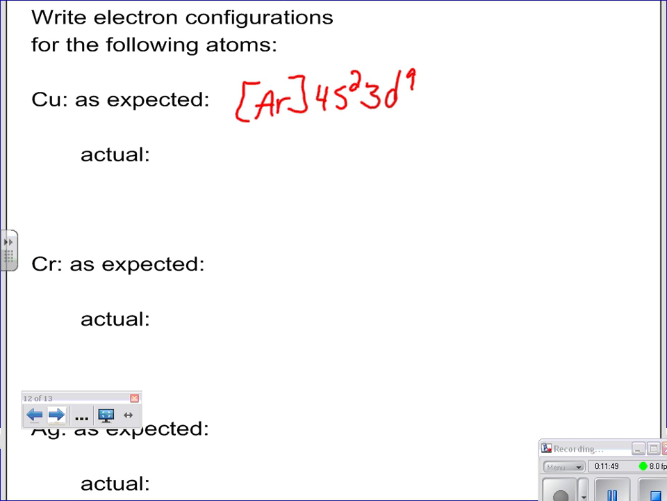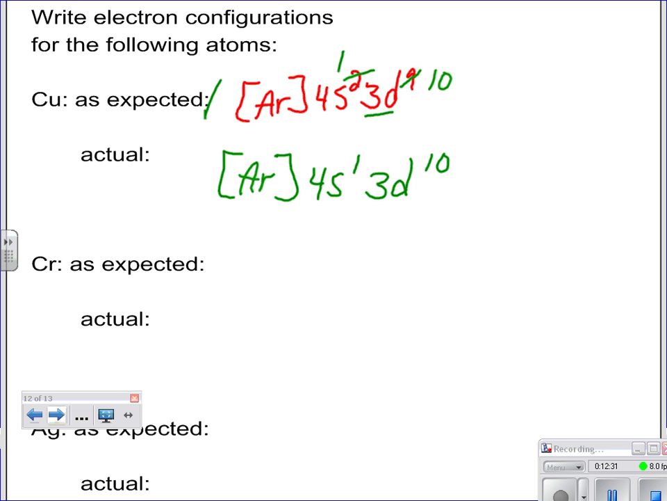If we could get one of those orbitals to be half-filled or fully filled, it would be more stable. How easy would it be to get this to be fully filled? What could you do? One more electron. Where could it come from? The 4th energy level, that 4s. So if it comes from here and this goes up, now what we've got is a half-filled and a fully filled. So even though we would expect it to be like this, the actual configuration is 4s1, 3d10.